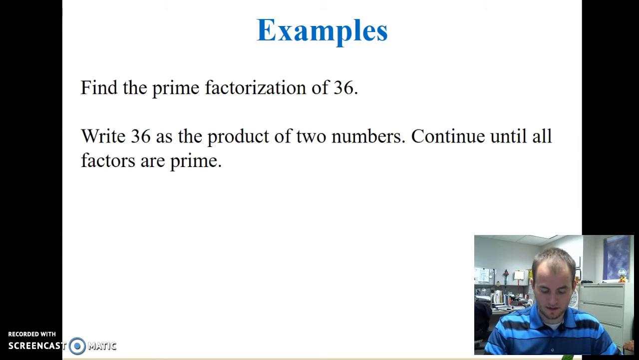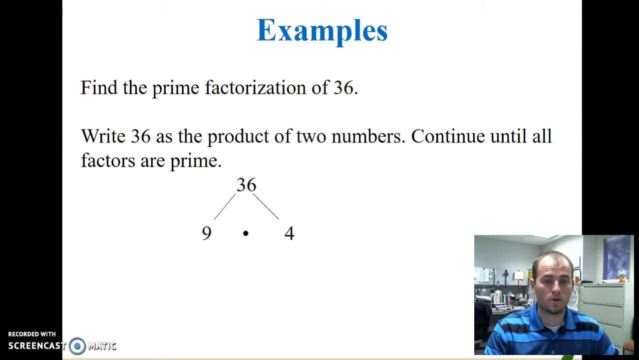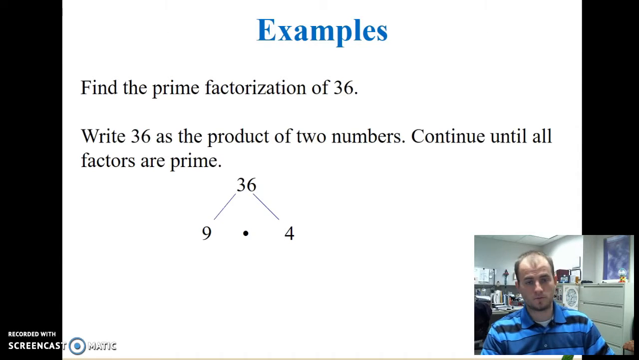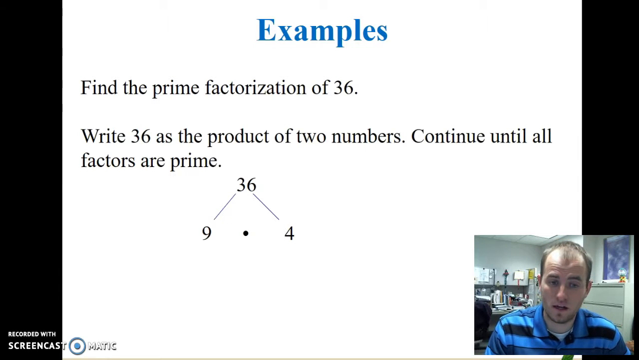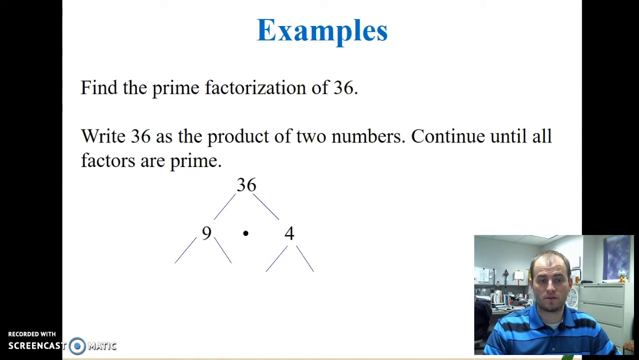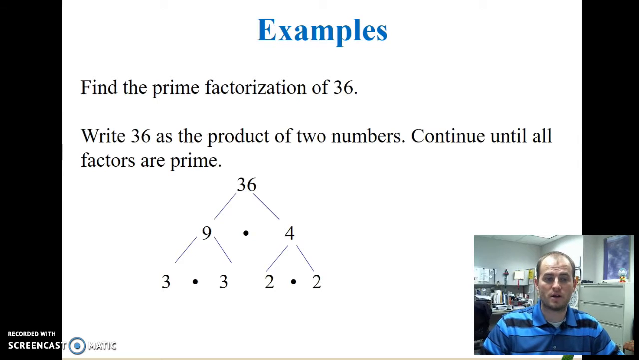Okay, how about 36, letter B on your handout? 36 can be broken into multiple different things. 6 times 6, 3 times 12. In this case, 9 times 4 would work also. Any of those would get you the same answer. Neither 9 nor 4 is prime, so break those down again. 9 breaks down into 3 times 3, and 4 breaks down into 2 times 2.